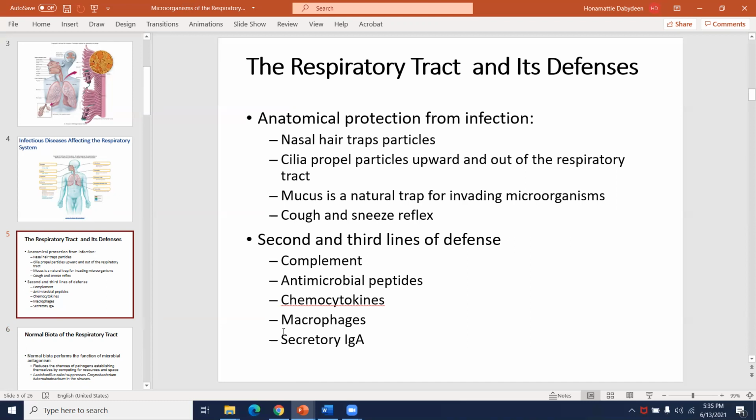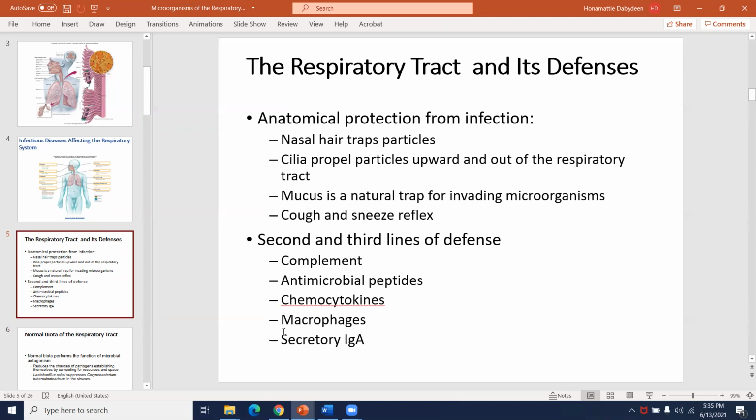Of course, we have mucus, which is a natural trap for invading microorganisms. Once they're trapped, they trigger the cough and the sneeze reflex, and sometimes you swallow. They're all in an effort to move these organisms away from sensitive areas.